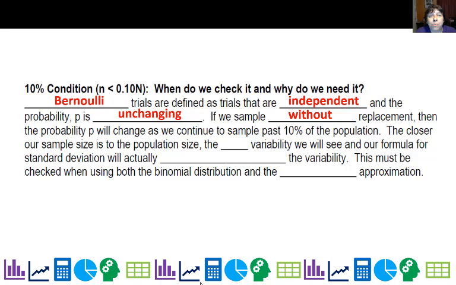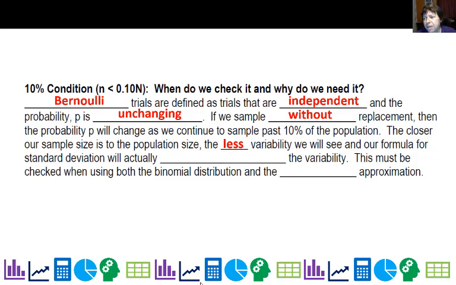And if we sample without replacement, which is basically how we do it. Now, if we were replacing it, it wouldn't matter. But we're not replacing normally in samples. So that means the probability will change as we get past 10%. And the closer our sample size is to the population size, believe it or not, the less variability we're going to get. It's harder to change an average when you have 20 grades in than if you have 4. So the more that we have, the less variability we're going to have.